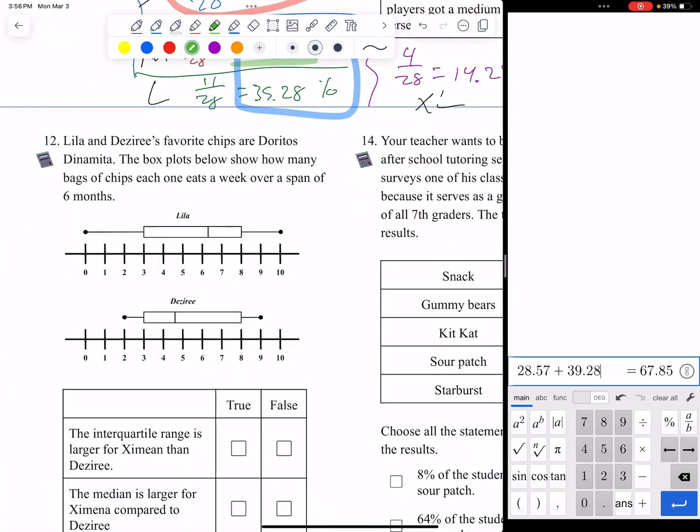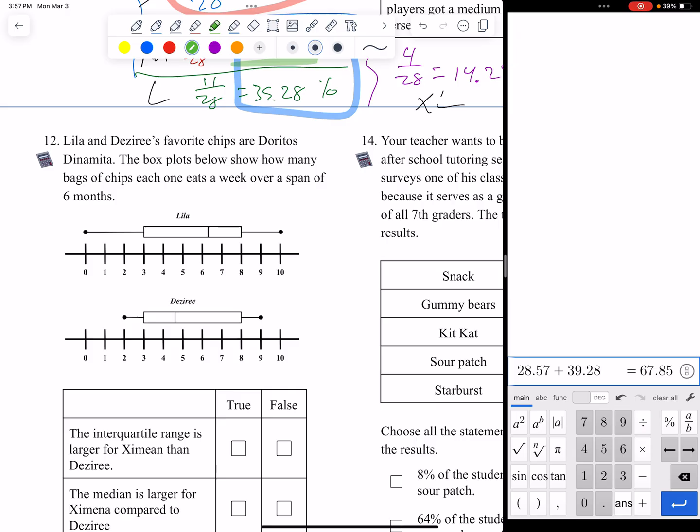All right, number 12. Lila and Desiree's favorite chips are Doritos Dinamita. What the heck is that? I never heard of those. Oh, that's right. Those are those Chafataki ones that I seen. Oh, okay, I remember now when they told me. Yeah, I had to Google that one because I had never heard of those. Okay, but that's what they said.